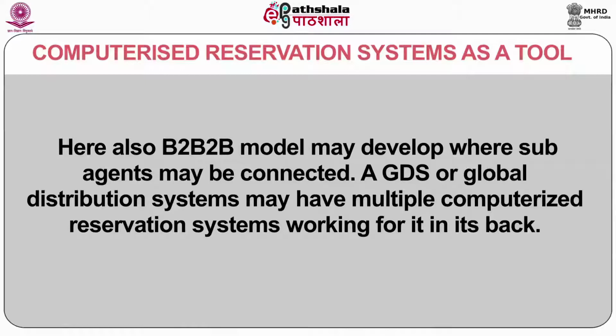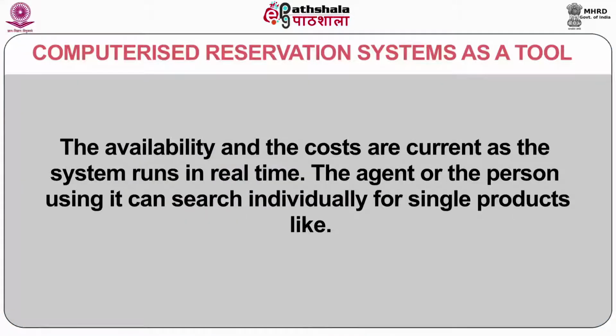A global distribution system may have multiple computerized reservation systems working for it in its back end. Just to cite an example, it may have, for airline needs, Galileo, Amadeus, Worldspan, Abacus in the backend. Cargo may have Sabre in its backend. For hotels, it may have Fidelio, DOTW, Bonotel, Hotels Pro, WCT, Hotelbeds working in the backend. The availability and the costs are current as the system runs in real time.